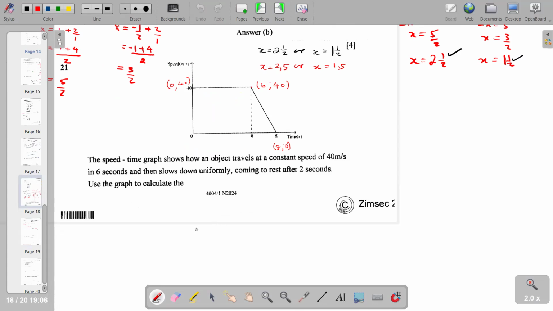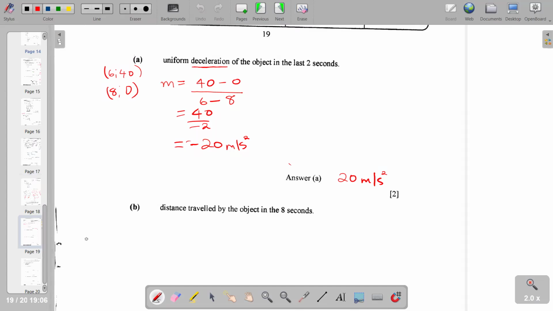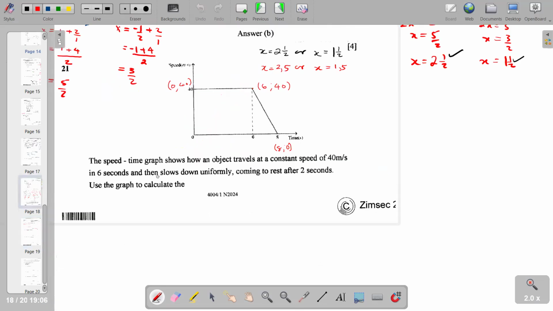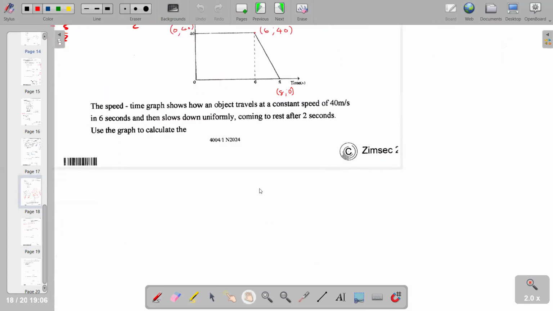So the distance traveled, that is question 21B. They want the distance traveled. But how do you get the distance traveled? You have to know that to determine the distance traveled, you just have to calculate the area under the speed-time graph. So to calculate the area, as we can see, this is a trapezium. So it means the area under that is going to represent the distance traveled.